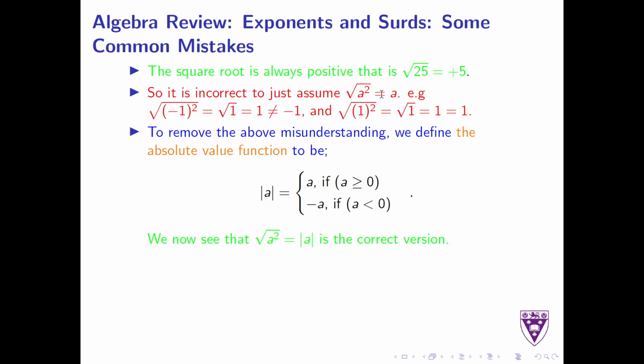To remove that, we introduce a new definition, the absolute value of a. By definition, the absolute value of a is equal to a if a is positive, right? And the absolute value of a is equal to minus a if a is negative. Take note that if a is negative, multiplying by this negative will cancel that negative, so this will be positive. So when taking the absolute value of a number, you will get a positive result.